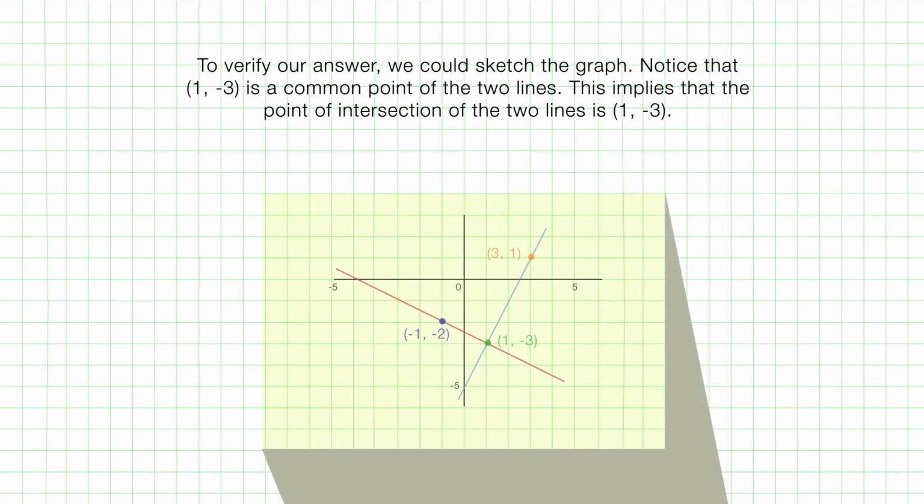To verify our answer, we could sketch the graph. Notice that point (1, negative 3) is a common point of the two lines. This implies that the point of intersection of the two lines is point (1, negative 3).